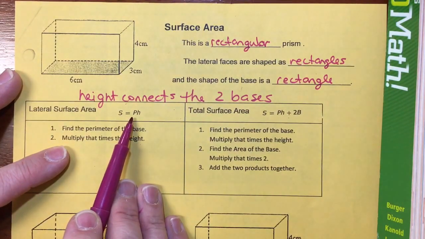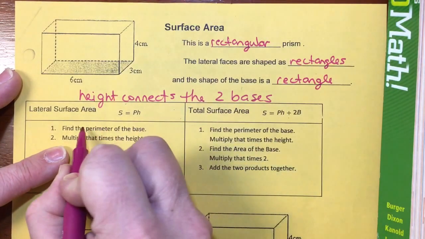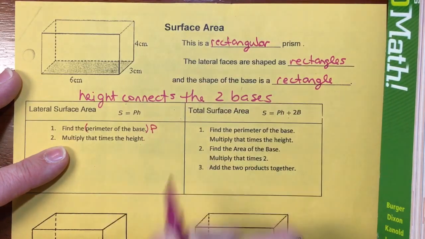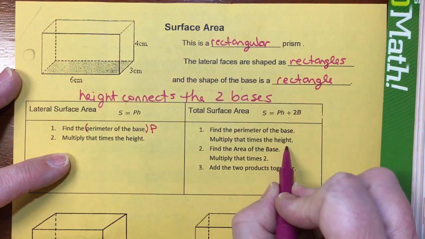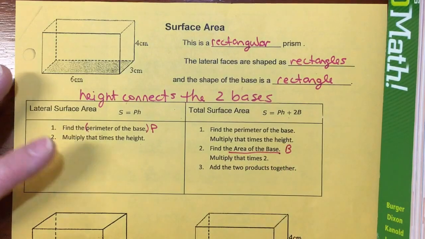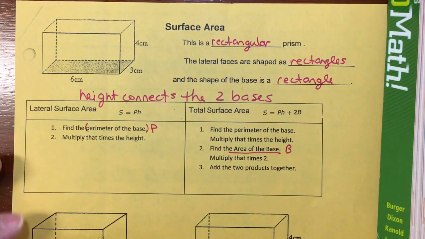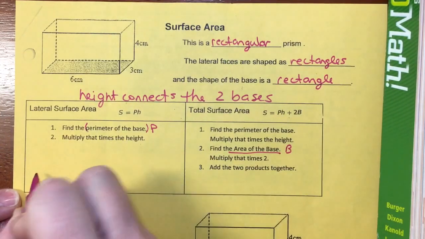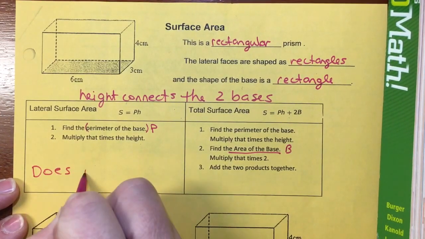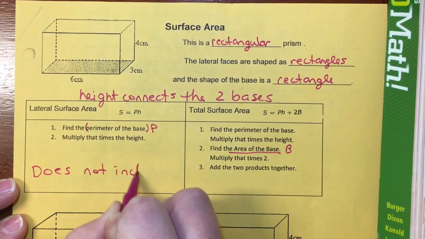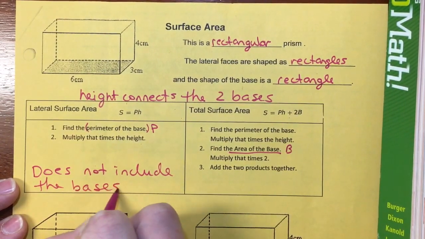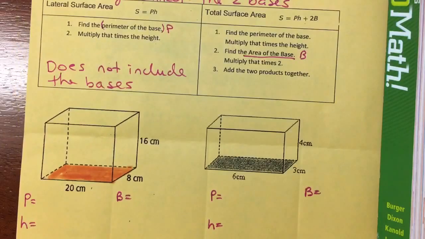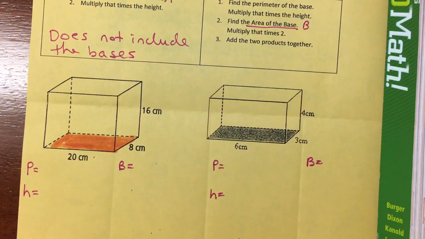We have a new letter, capital P, and capital P is for the perimeter of the base. And we still have big B, and big B is still for the area of the base. The difference between lateral and total is that the lateral does not include the bases. Lateral does not include the bases. All right, we're going to work a few examples.